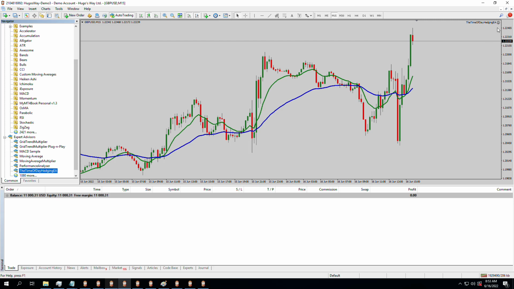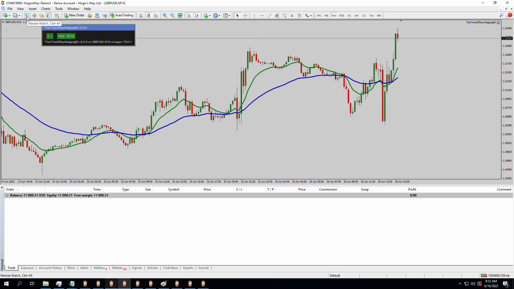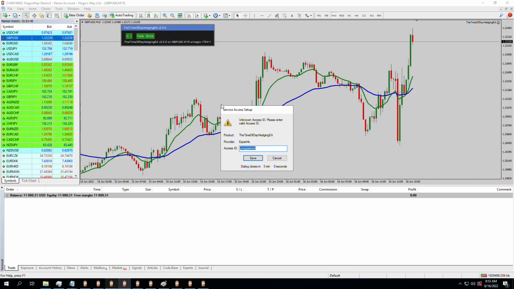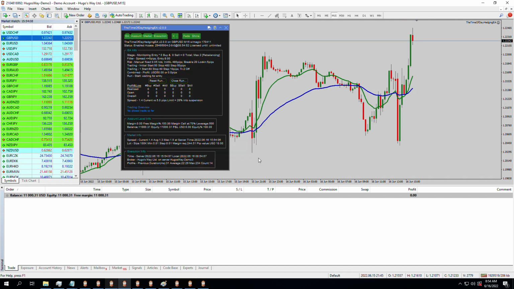Let's make sure I got a smiley face in the upper right-hand corner. And now what we're going to do is we will close the navigator down. We'll open up the market watch. The robot is launching. Now, the reason I opened market watch is I can see the time over here. So it's 15:54 and 13 seconds.